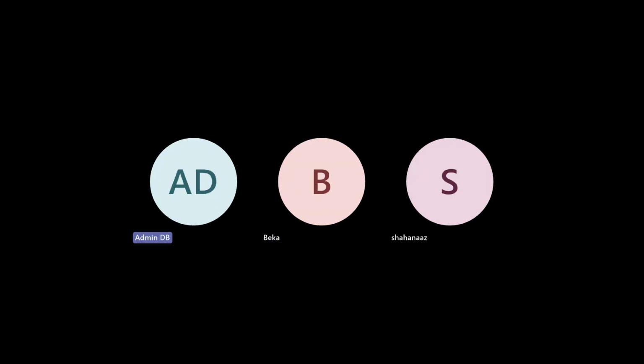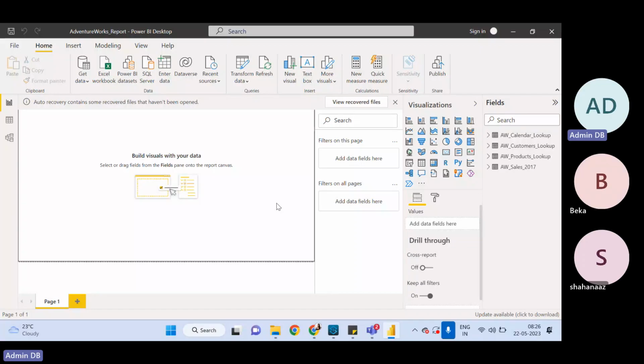Okay, so till last class, what we did is we pulled a few lookup tables and one data table, right? AW Sales 2017. Today we will discuss a few of the advanced concepts.